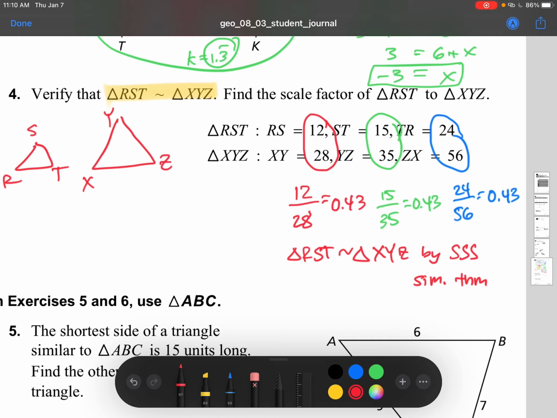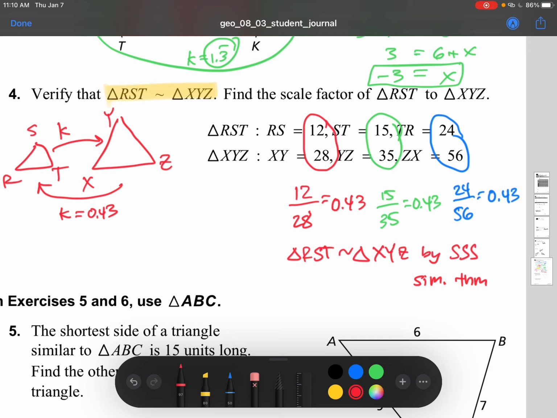Now the second part of the question says find the scale factor of triangle RST to triangle XYZ. So we want to find the scale factor that takes us from the small triangle, the small measurements, up to the big measurements. Well, actually, all the work that we've done was the reverse scale factor, right? We found the scale factor to go from the big measurements to the small measurements. If you take any of the big measurements and multiply it by 0.43, then you will get the smaller measurements.